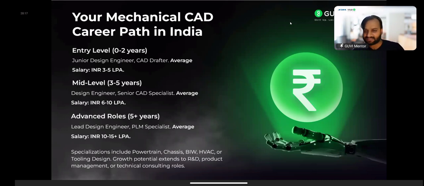Design engineer, senior CAD specialist, and the average salary is mentioned. Advanced roles are 5+ years. You can be a lead design engineer or PLM specialist, which I have talked about, what PLM basically is, and their salary is more than that. So once we start our career, we actually gain experience.